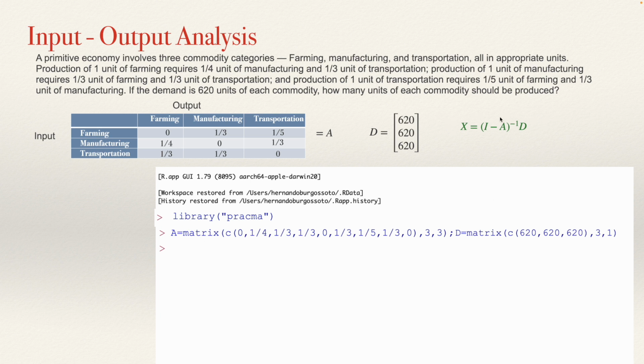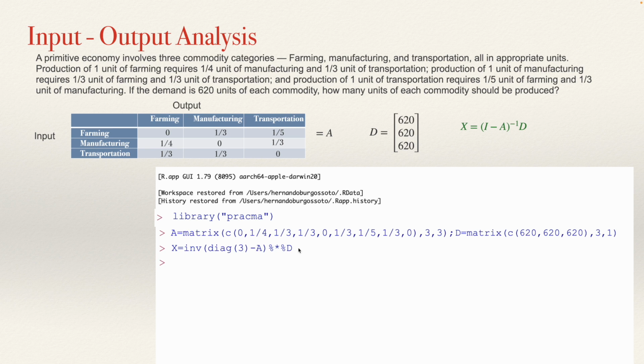So you can, for example, enter the formula. The formula is X equals the inverse of the identity minus A. Remember, the identity is a diagonal of 3 rows and 3 columns. We call it diag(3) in R. So let's do that. X will be the inverse of diag(3) minus A, multiplied by D. Don't forget that the matrix multiplication in R uses the percent-asterisk-percent symbol.